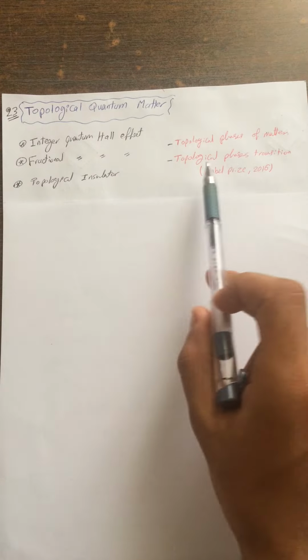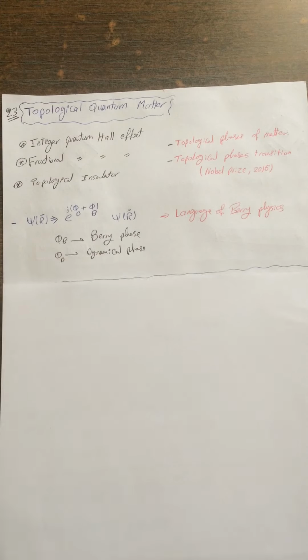But what we will focus on in this video is the integer quantum Hall effect. Remember the Nobel Prize in physics last year for the phases of matter, the topological phases of matter, also the transition. And actually David Thouless shares half of the prize in this part and also in the other part. So let's begin to think of the language of the Berry physics, okay?